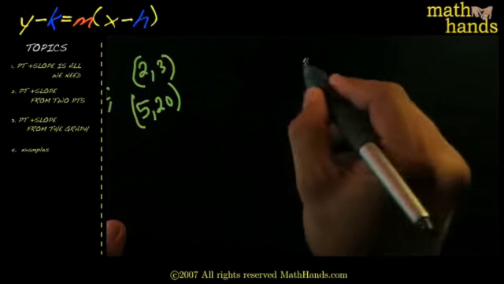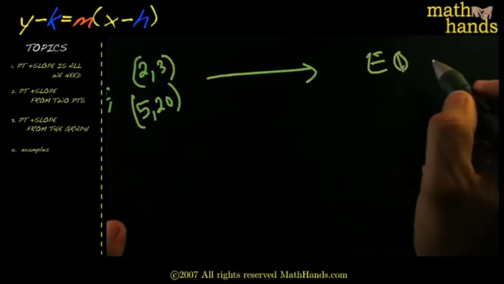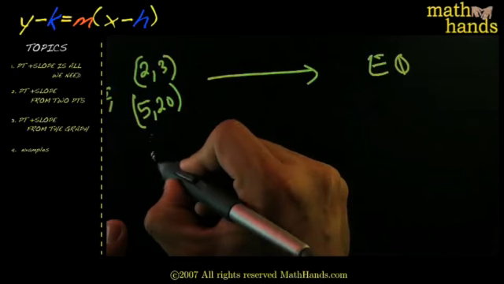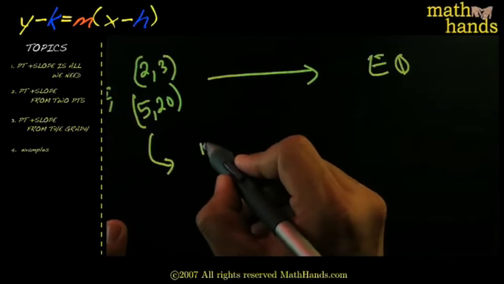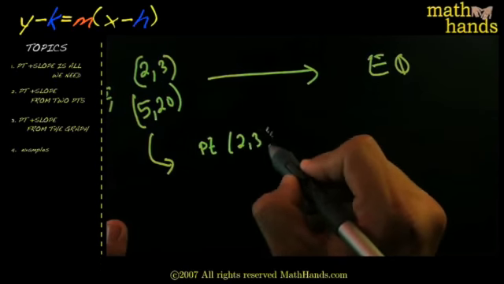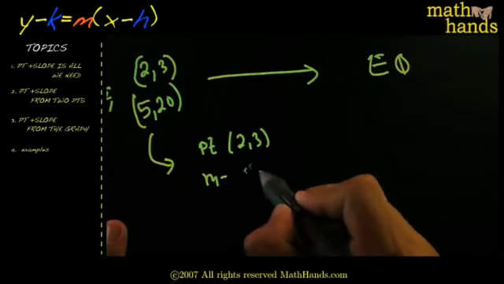From there, you're supposed to find the equation. Well, this is a famous type of problem. Let's see. The way to do it is to take a little detour. First, you find a point on the line, and you can pick any of those two. We'll do the point (2, 3), and then you find the slope.